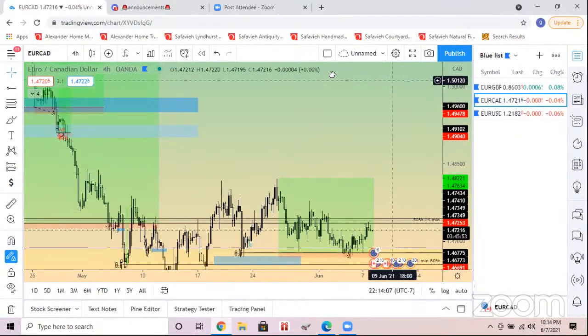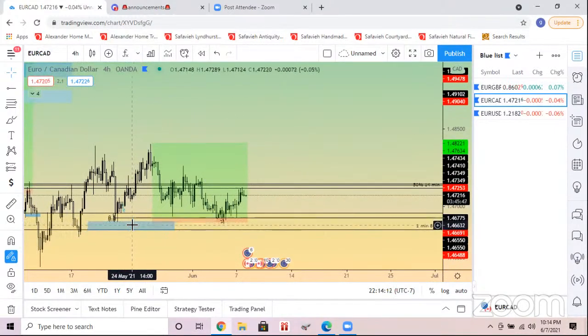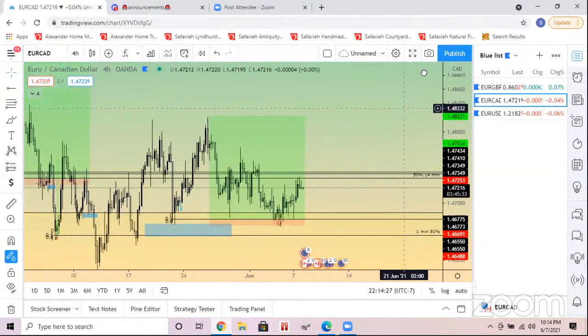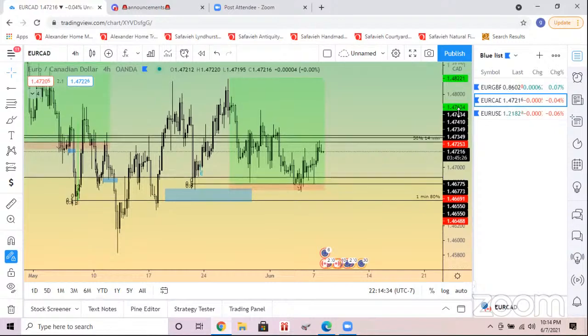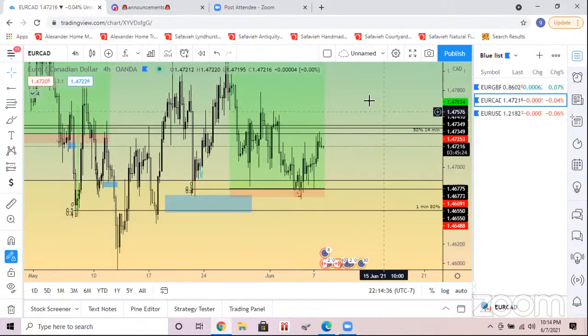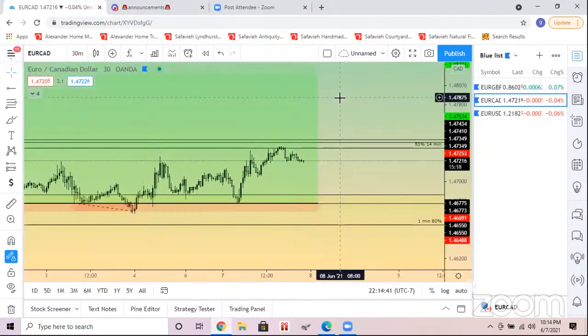EuroCAD. Looks like this got stopped out. That's interesting. Well, this broke order flow, so technically it's bearish now. Distributions anywhere.